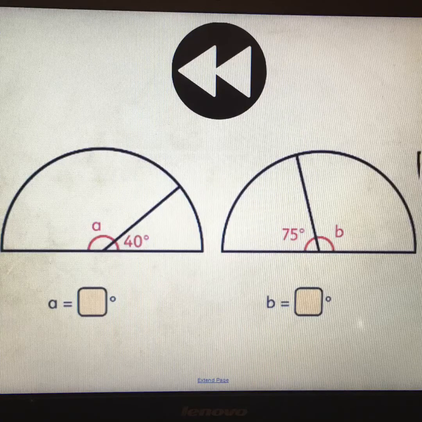Right, question number 2. Again, gather your facts. What do you already know? Well, I'm looking at this and it looks like a semicircle, but it's also a straight line. So what do you know about a straight line? How many degrees in a straight line? Hopefully you're telling me the same as a triangle, 180 degrees. Right, if you know that, can you work out A and B? Pause the video and have a go.